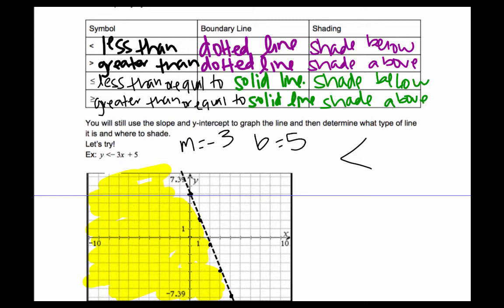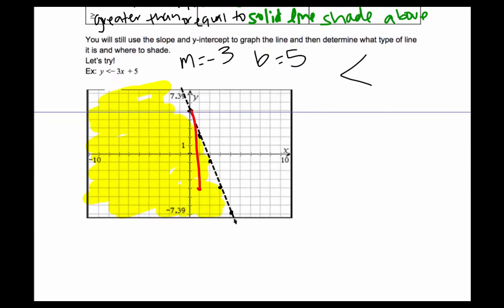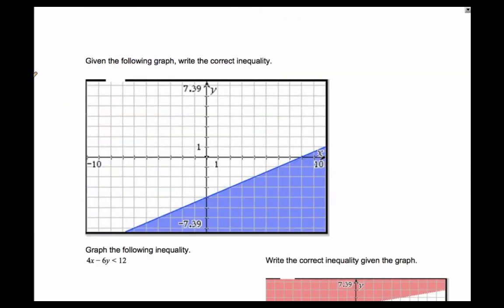If you need help figuring out where below is, a great tip I use is that I just put my pen on the y-intercept and I go straight down. Wherever I end up, that's below. If I were to go up, then that would be above. So this is above and this is below. All right, let's try another one.